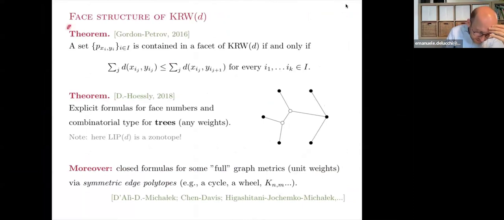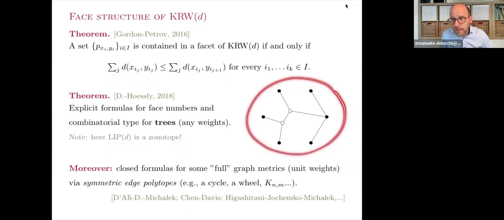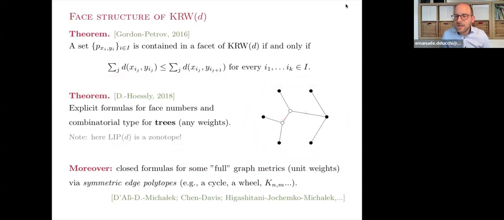So there are some general results by Gordon and Petrov that characterize somehow the faces of one specific polytope. And I'm only going to show this because, of course, this is related to the hyperplanes we use for this arrangement. But the only explicit results that I know are for the metric spaces that are trees. And in this case, we have, first of all, these dual guys are zonotopes. And we can express the F vector of the KRW polytopes of trees by counting some subgraphs. Counting these subgraphs may be easy or difficult depending on your tree, but there is a closed formula.